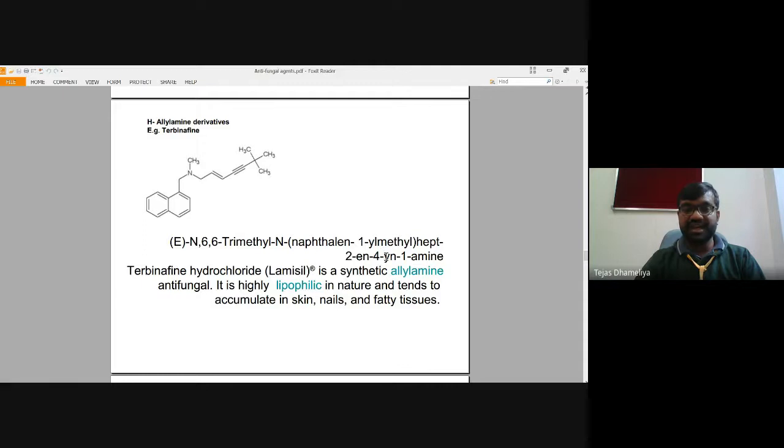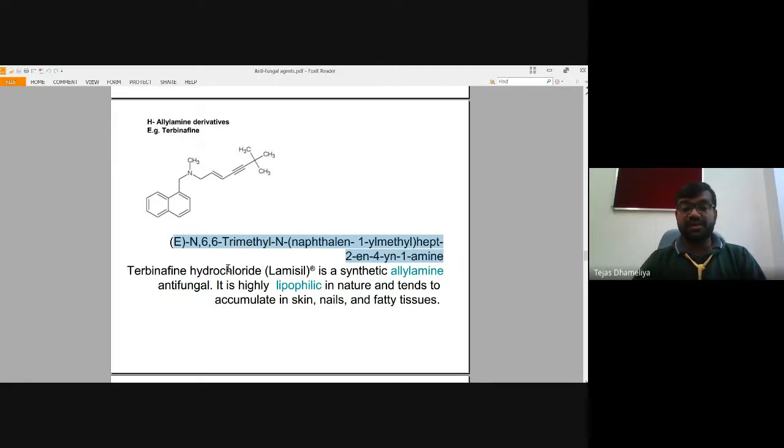So the YNE stands for the alkyne, which is present at the fourth position. The first position is connected with the amine. The nitrogen also has a methyl, N means methyl on nitrogen, and at the 6 position there are 2 methyls, so there are totally 3 methyls. This is the way that the IUPAC name of terbinafine is basically given.